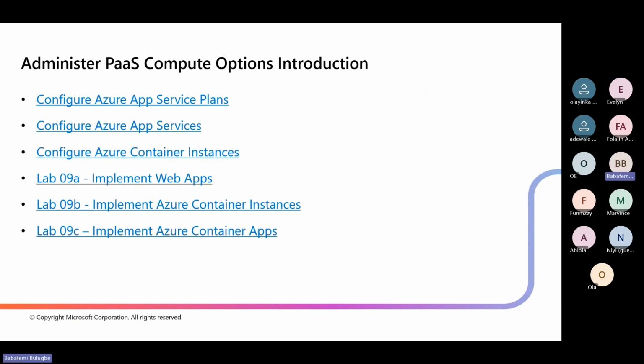We'll talk about the app service plan, then we'll talk about app services, then we'll talk about containers: Container Instance and Container Apps. Then there are three labs under this particular module: implement web apps, implement Azure Container Instance, and Azure Container Apps. I think I will be able to demonstrate all this, or it should be part of the demonstration for today. Then you guys can replicate that when you're doing yours.